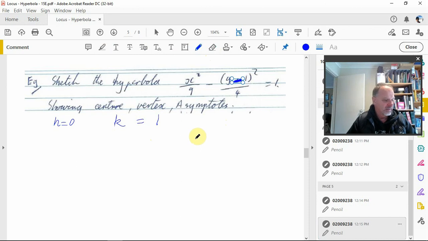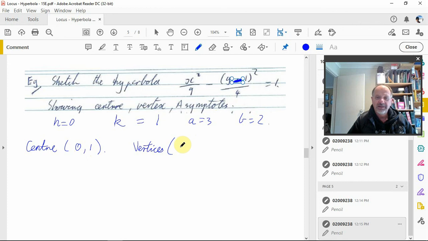All right. Then a squared is 9, so a is 3, and b is 2. And so we use this information. So my centre is hk, so 0, 1. Our vertices are h plus or minus a, so 3, and k, which is 1. So we've got two vertices, one at -3, 1, and the other one at 3, 1.